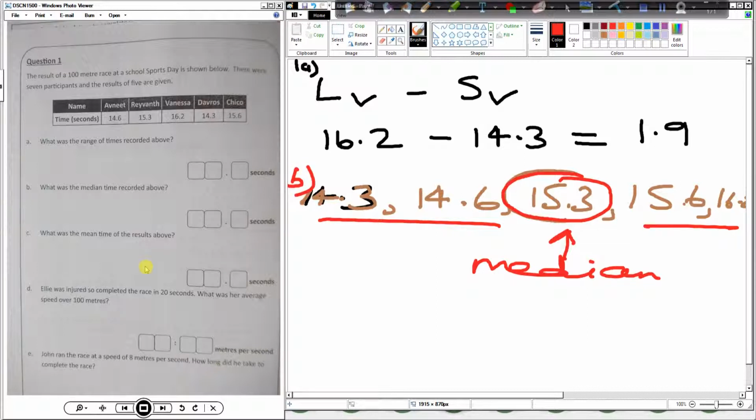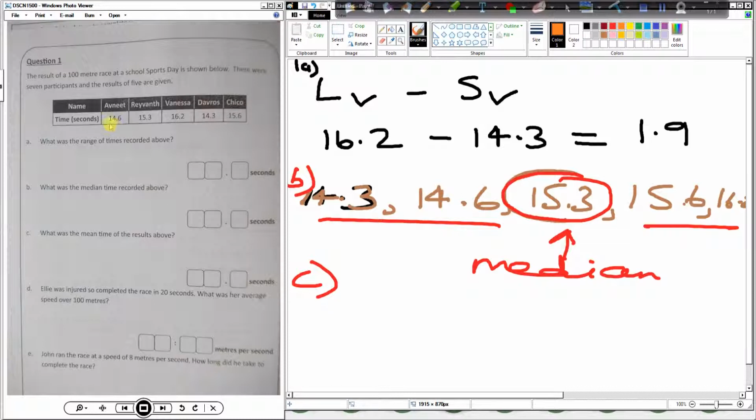Let's look at 1C. What was the mean time of the results above? So to work out the mean, what do we do? Somebody give me the technique. Add up all the values, then divide by the number of values.